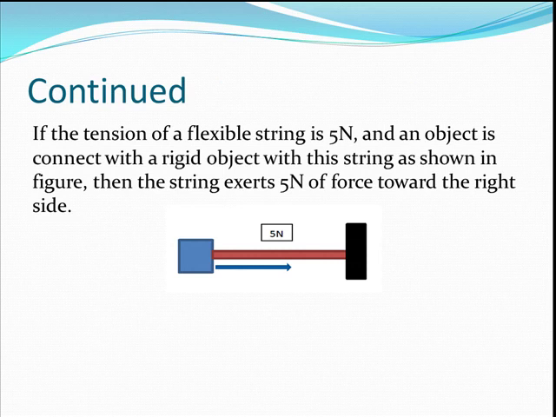If the tension in a flexible string is 5 Newton, and if that string is connected to an object and the other end of the string is connected with a rigid support, then this will mean that this string exerts a force of 5 Newton on this object in the right direction.